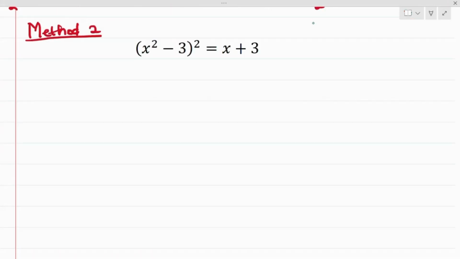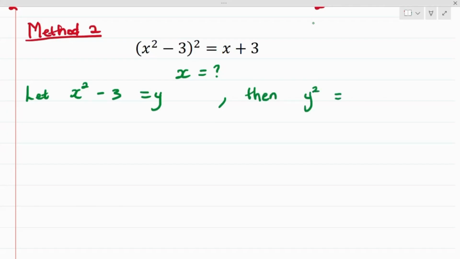So for method 2, we want to simply solve for x right here. So the first thing we want to do is to say, let x raised to the power of 2 minus 3 be equals to y. Alright, so if this is equals to y, then we can easily say that y squared is equals to what? X plus 3. Alright, so let's simply make 3 subjects. So we are going to say y squared minus x is equals to what? 3. Alright, so for this part, if we simply move y to the right hand side, we have this to be x squared minus y is equals to what? 3. So at this point, all we have to do is to simply compare both sides.